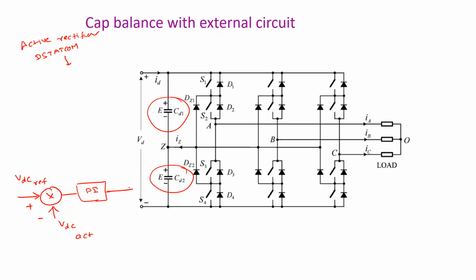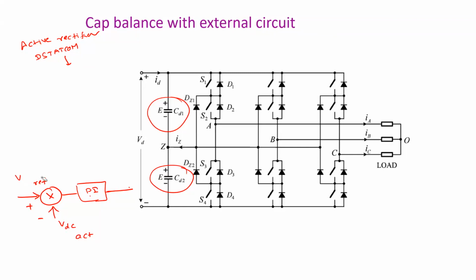If you remember when you studied active rectifiers, this is how we implemented it. The actual voltage is compared with the reference, and the error is processed in a PI controller. The job of the PI controller is to make the steady state error zero, which means the actual voltage follows the reference. This is for one capacitor. So what exactly do we have to do for two capacitors?